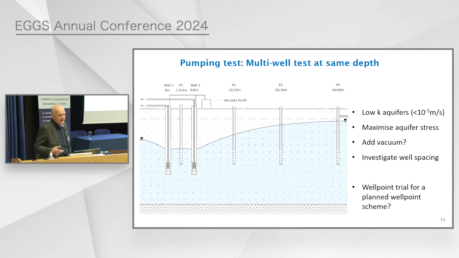And similarly, if you're looking at a well point system or something, you might just want to put in a section of the well point system, 10 or 15 well points. That kind of test is actually much more useful than a single well test.